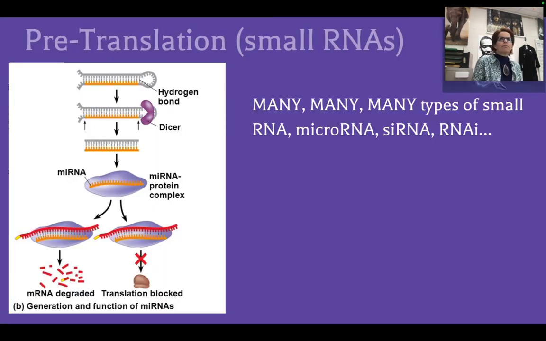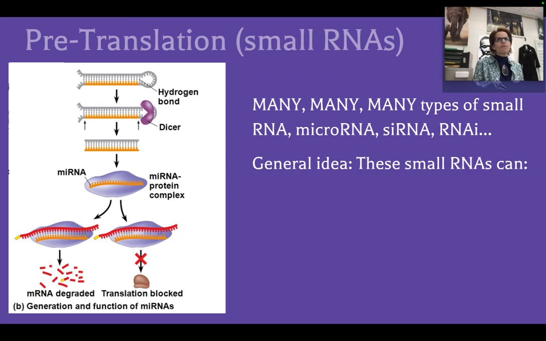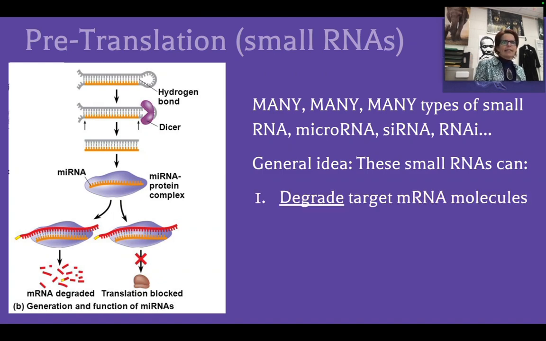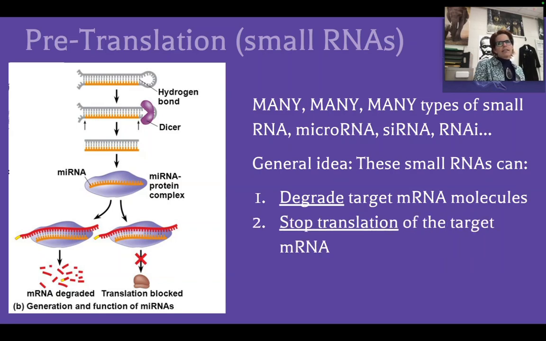Okay, and then I'm skipping a bunch of other things about eukaryotic gene regulation, but this one is specifically mentioned in the College Board notes. And so I just want to remind you of something called small RNAs. There are bazillions of types of small RNAs, but the general idea is they can do one of two things. Small RNAs can either degrade target mRNA molecules, or they can stop translation of the target mRNA.